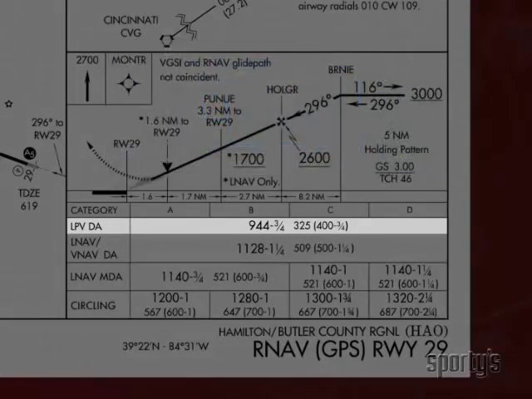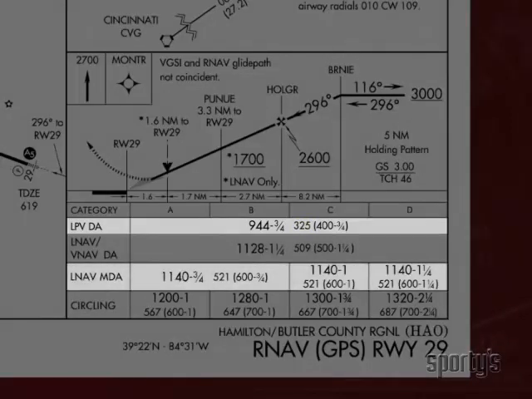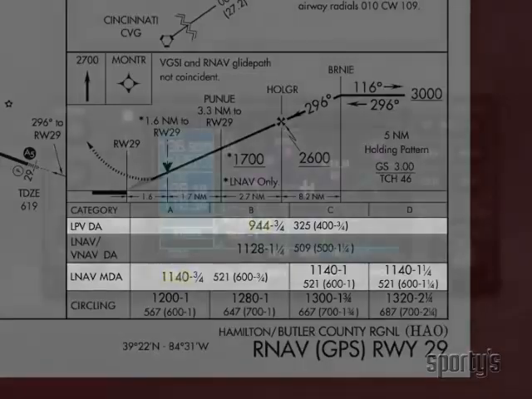Our decision altitude for the LPV approach is 944 feet. This puts us 325 feet above the touchdown zone elevation. The LNAV MDA is nearly 200 feet higher.